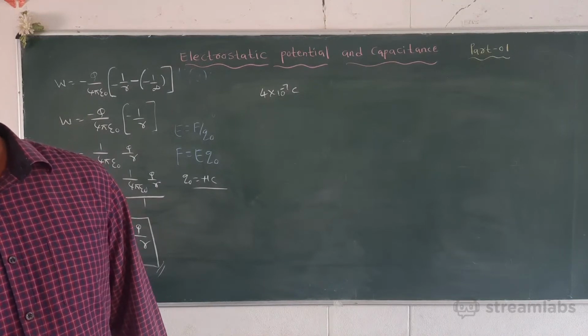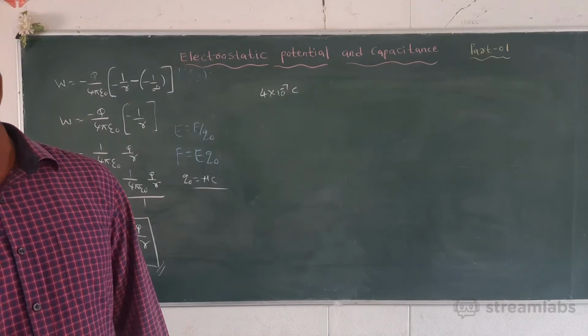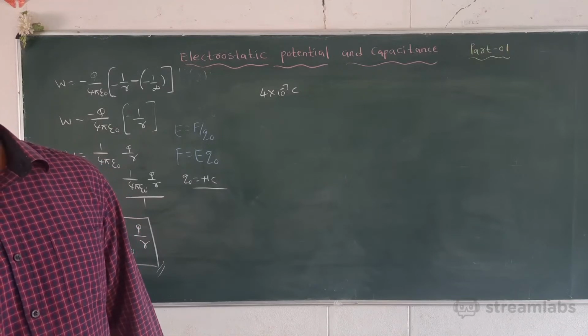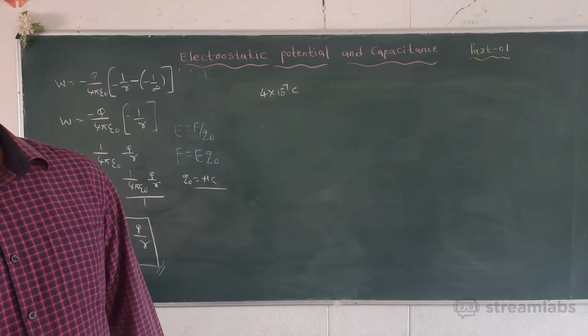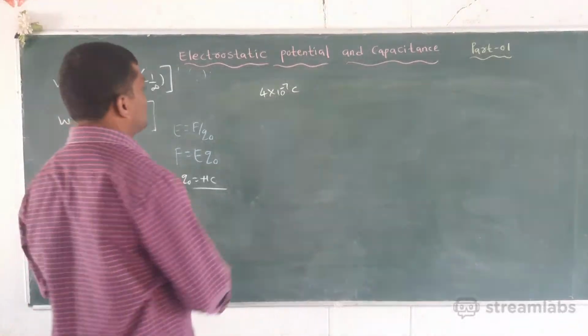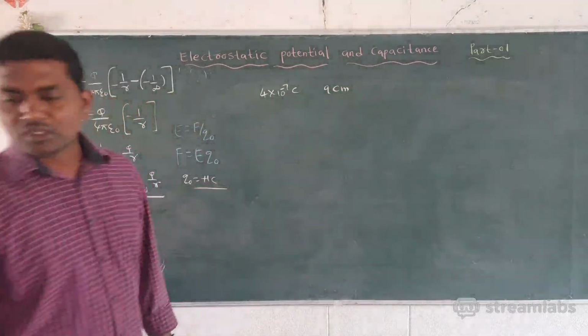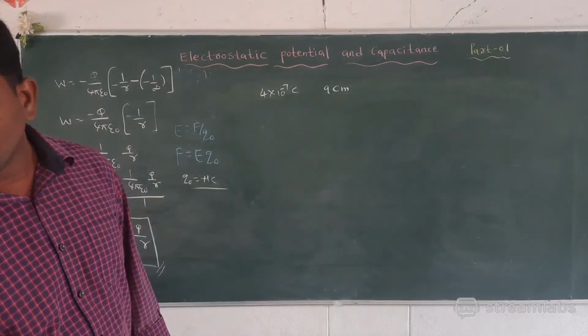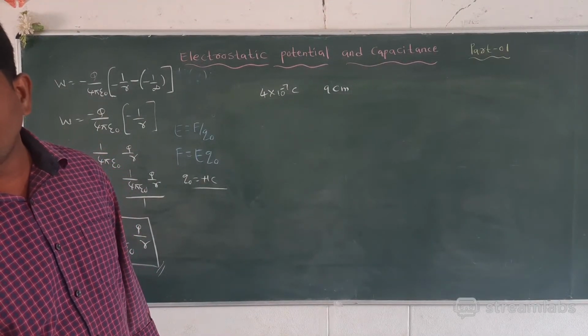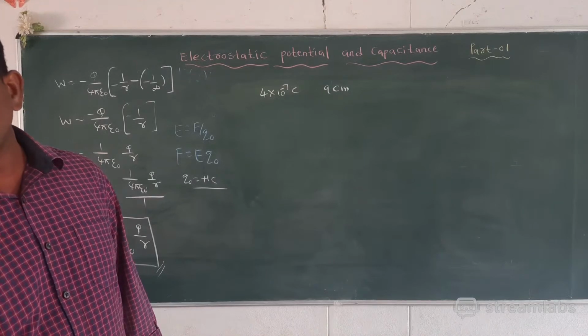The charge is located 9 centimeter away. So we can take the distance value as 9 centimeter. So we have the charge value and we have the distance value. So now we can calculate the potential value.